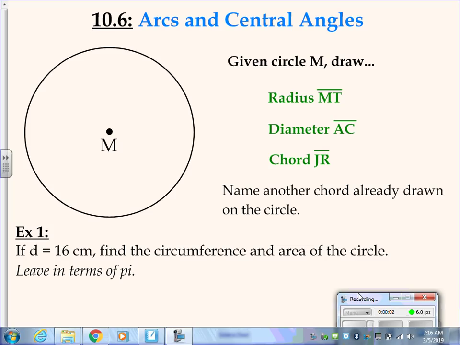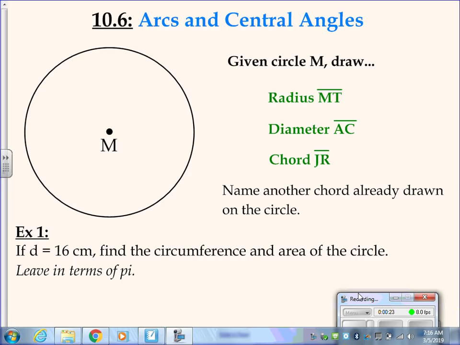Hey guys, so today we're going to talk about section 10.6, which is arcs and central angles. So let's start with just basic parts of a circle. You're always going to have a center of a circle, and whatever the letter is that's next to the center, that is how you actually name the circle. So this is called circle M.